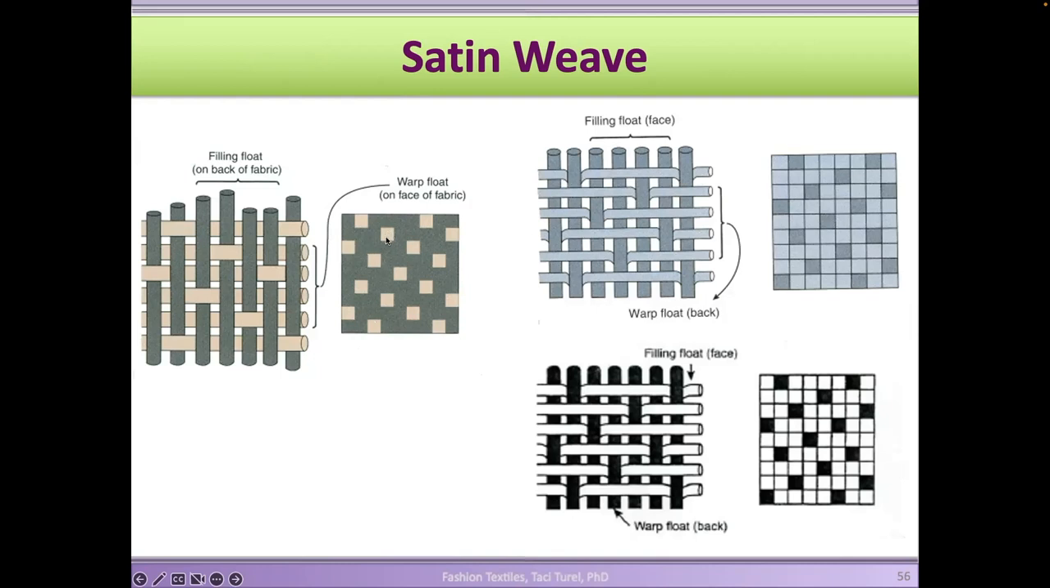Twill fabrics, these diagonal lines, kind of the corners of these diagonal lines will be touching in a twill. But on a satin fabric, there's no diagonal lines. You just see that kind of structure and a lot of floats. So because of the floats, your fabric surface looks much smoother.